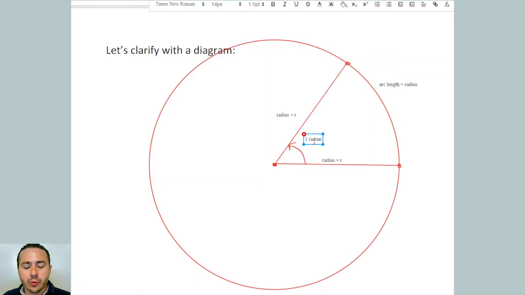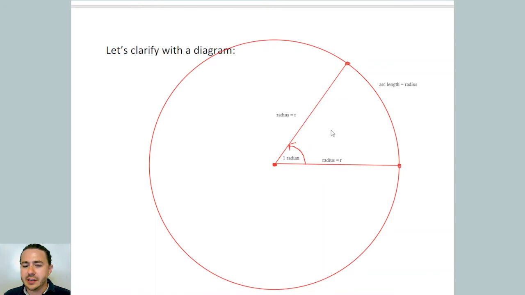Okay, so a radian is an angle measure where the intercepted arc here is the same length as the radius. So you can see real quick, this is a lot bigger than a degree, right? A degree is very small. There's 360 degrees in one revolution, so a degree is a tiny, tiny little angle. A radian is much bigger.